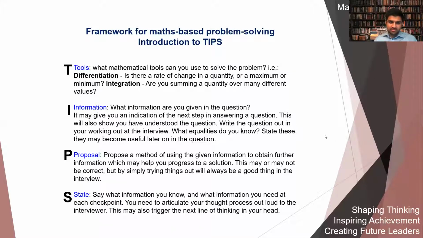Today I'm going to show you how to think like an Oxbridge academic. So how do you answer a university level problem? One way to do this is using the TIPS technique, which is tools, information, proposal and state. And I'll go through a question now.